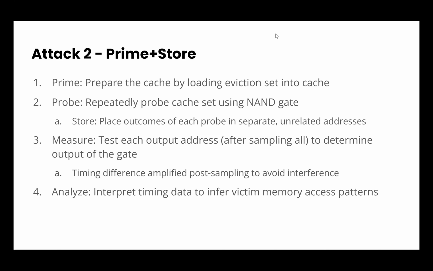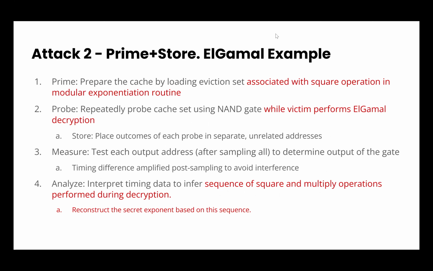Basically, they do all of this post-sampling to avoid any interference during the actual sampling process, and then analyze the timing data to infer whatever they want about the victim's memory access patterns. The specific example they talk about is related to the RSA crypto system, focusing on the square-and-multiply optimization in the modular exponentiation routine. They used a form of it that is provably vulnerable to cache side channel attacks.